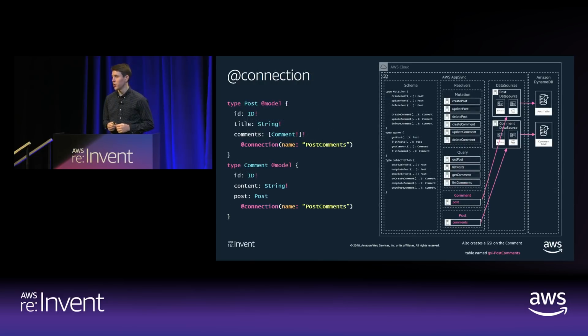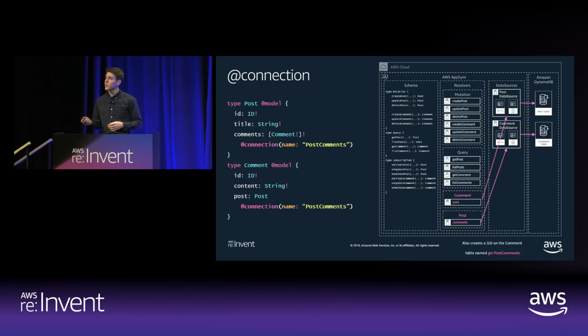The next one is connection. This one's really interesting because it allows you to add relational capabilities to otherwise non-relational data stores. And eventually, it'll allow you to add relational capabilities between data stores. So what this is doing is it has support for DynamoDB. So I've got my type post. It is itself a model, that's seen by it being the top-level entity.